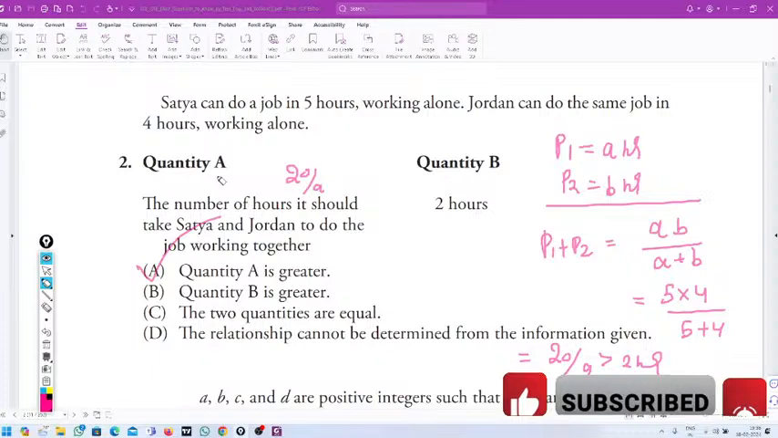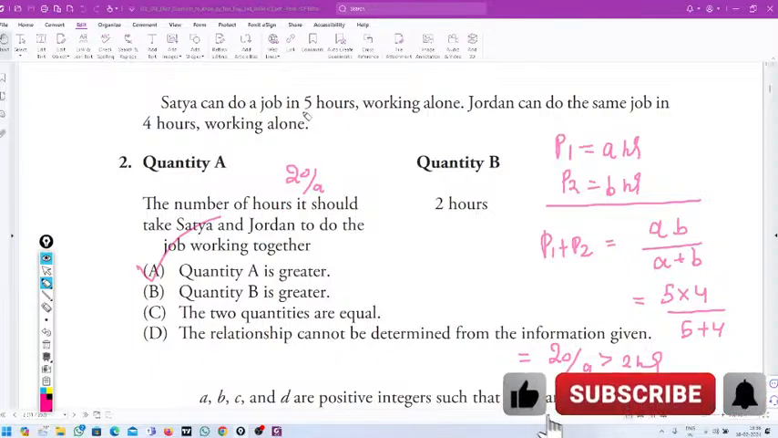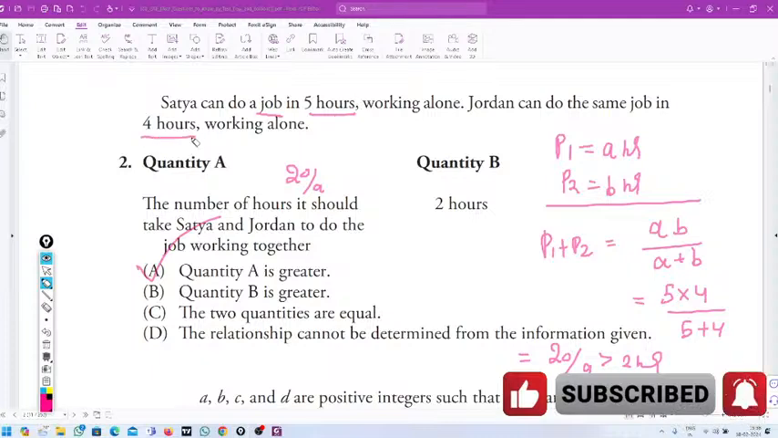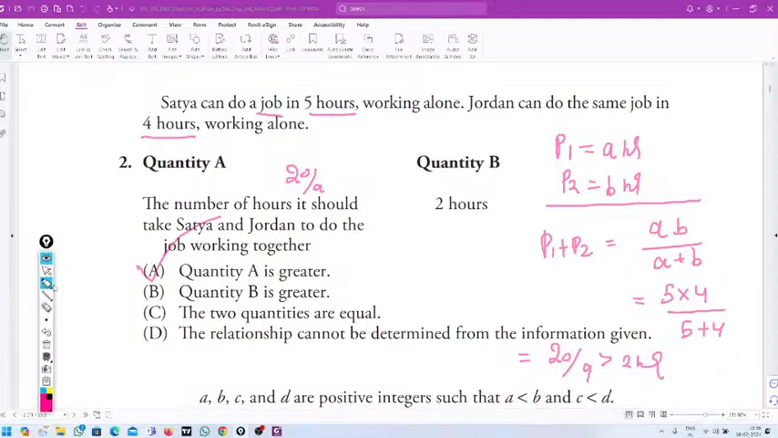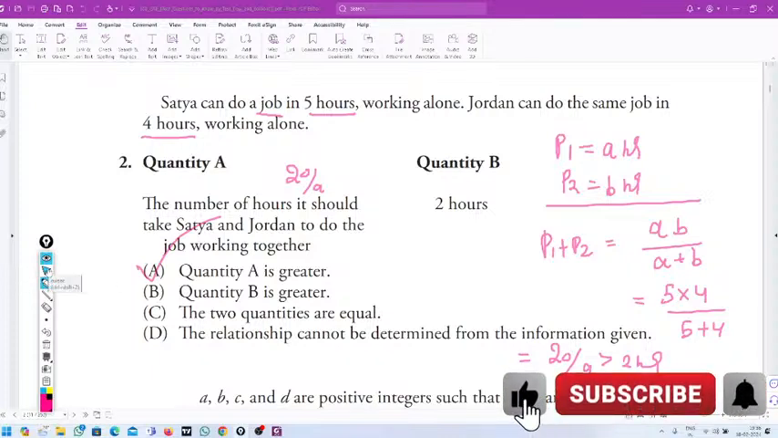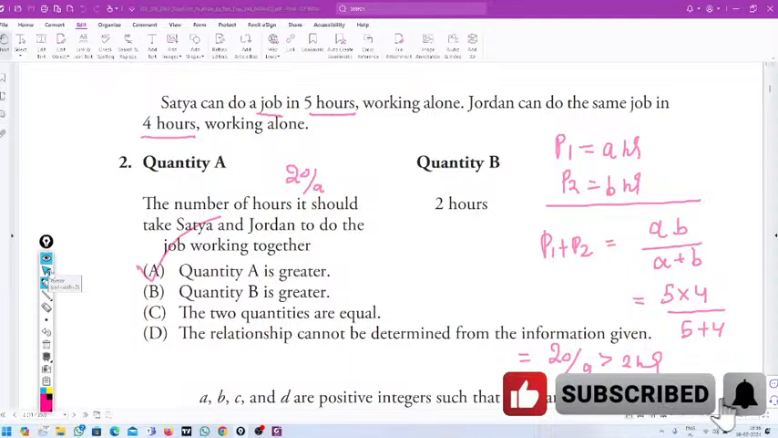I can say quantity A is greater. This is the way you can approach by using the formula. This is applicable only when they are doing the same work at different times. I hope everyone is clear with the concept.